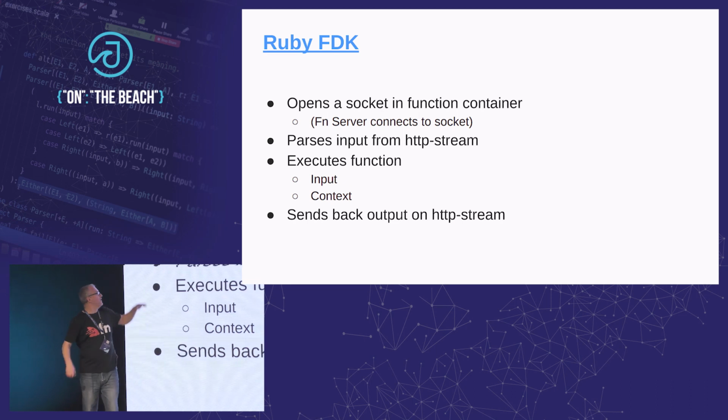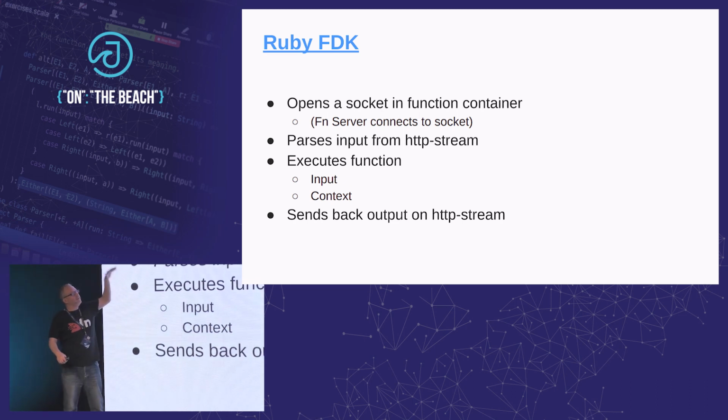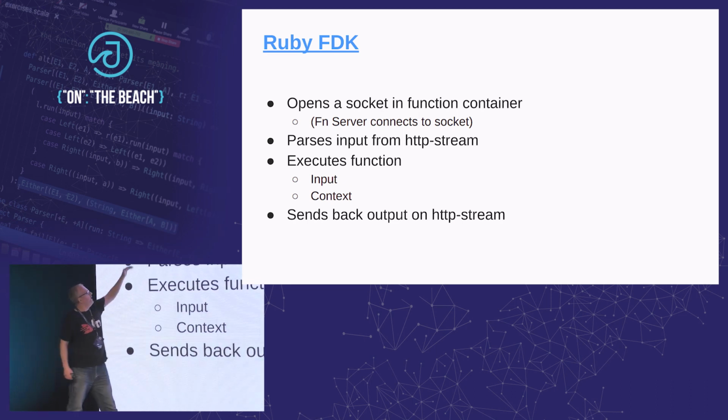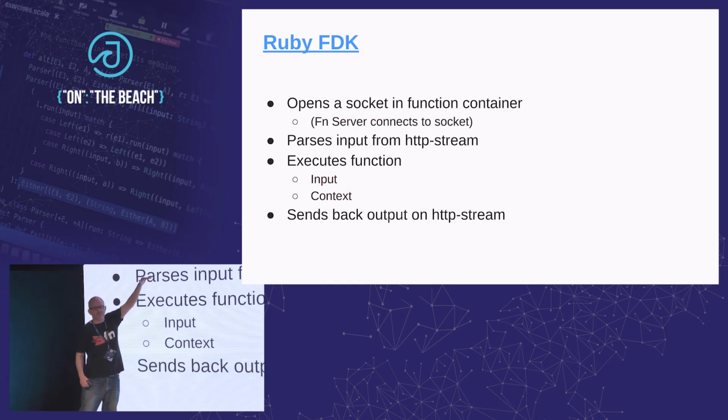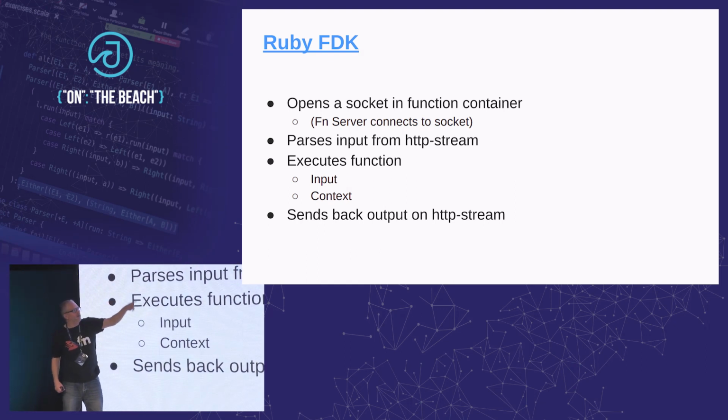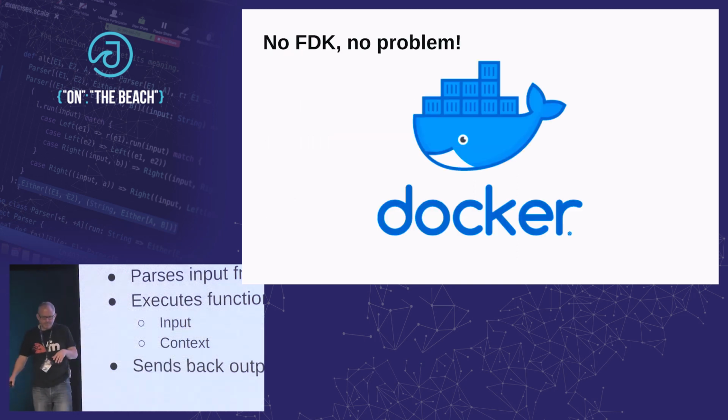The way the FDK works, it opens a socket inside the function container, and the FN server connects to that socket. The FDK then parses the input from the HTTP stream and executes the function, giving it the input and the context, and sends back the output and logs any errors.